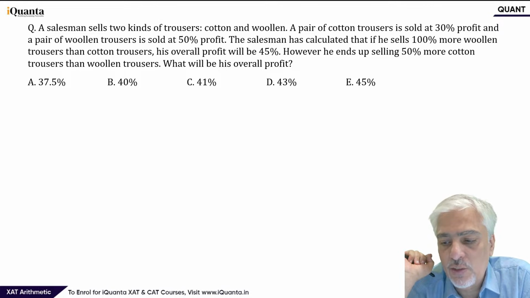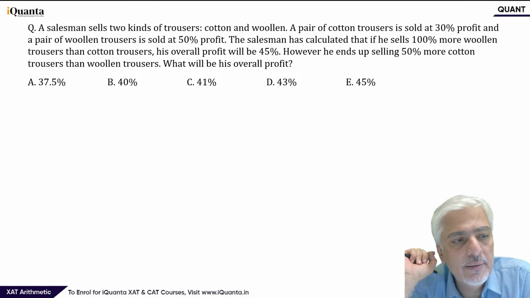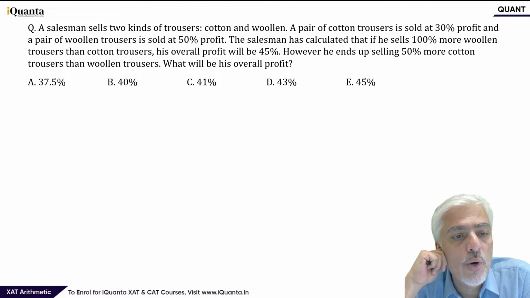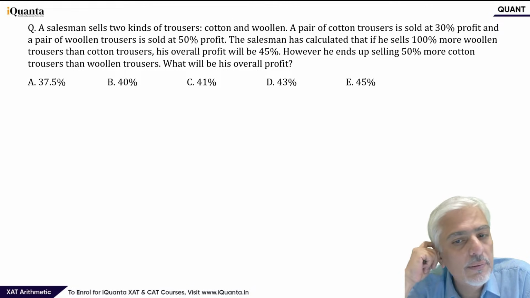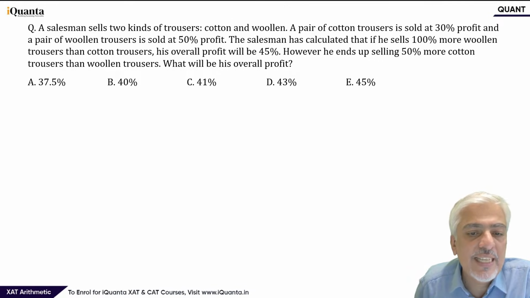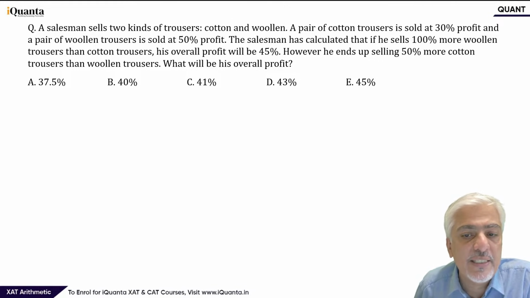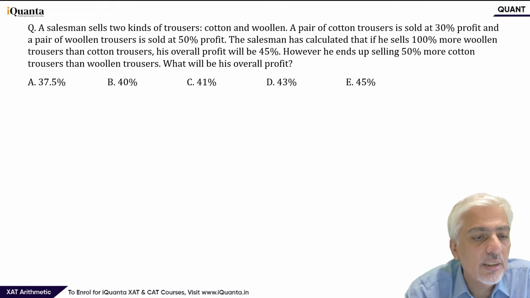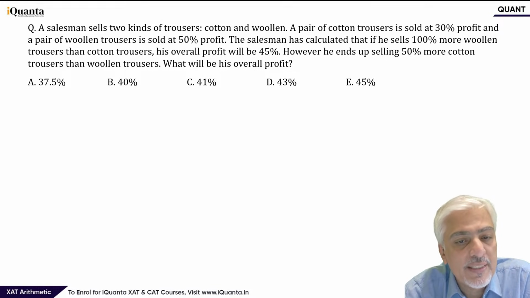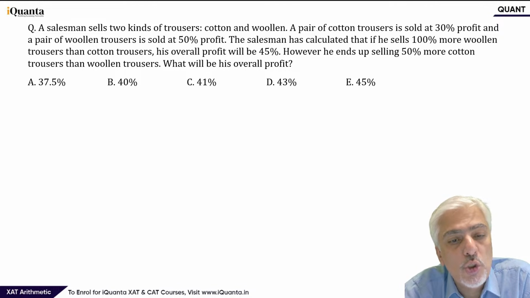Yeah, this is a pretty straightforward one. A salesman sells two kinds of trousers, cotton and woolen. Pair of cotton trouser is sold at 30% profit while woolen trouser is sold at 50% profit. The salesman has calculated that if he sells 100% more woolen trousers than cotton trousers, his overall profit will be 45%. That means if the ratio is 2:1, he will make 45% profit.